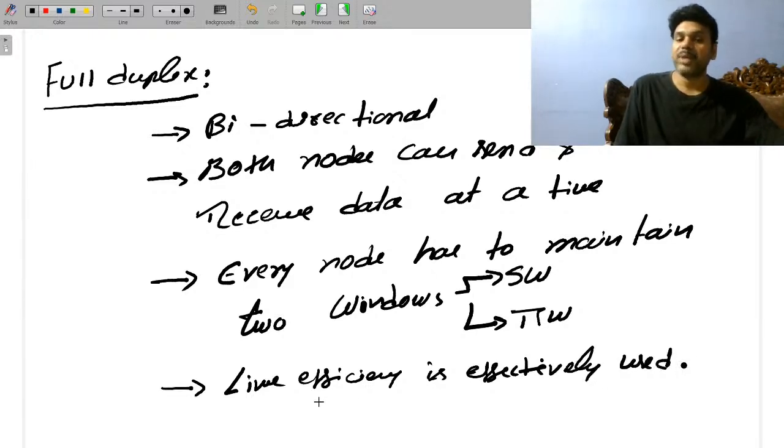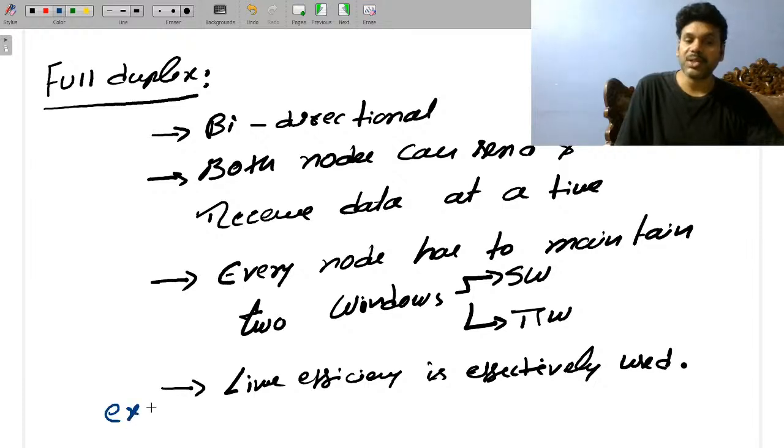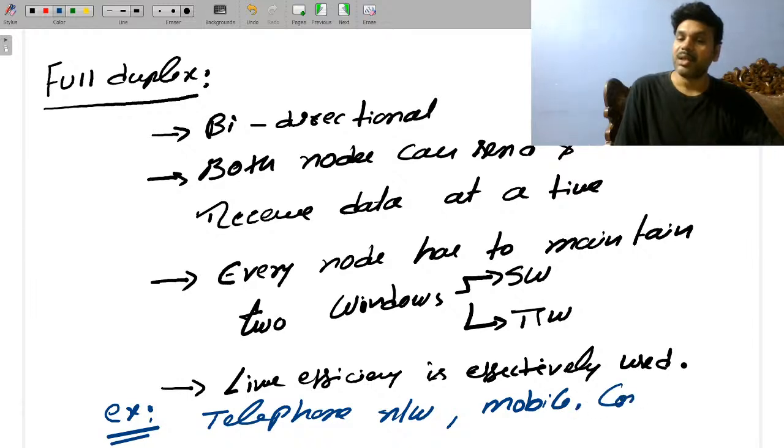So what is the real-time application? When you are talking about the full duplex channel, that's your telephone. Your telephone network is bidirectional communication. Your mobile network is bidirectional communication. Your computer network is also bidirectional communication. Whatnot, everything is under bidirectional communication.